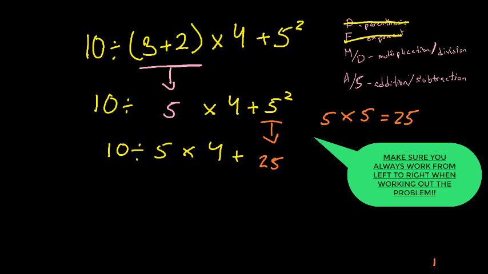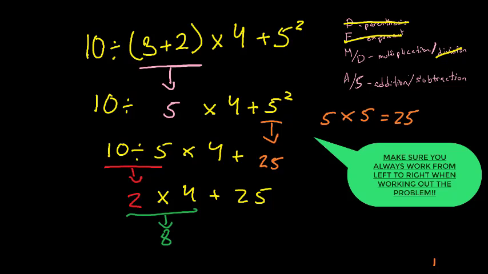So now we're going to solve out this part. So 10 divided by 5 would be 2, and then we would bring down the rest of the problem. So times 4 plus 25. Now we did the division. Now we do the multiplication because we're still not done with this part. So now we do the multiplication, which is this part. So 2 times 4 would be 8, and then we would bring down the rest of the question, plus 25. Now we're done with the multiplication, so we're done with this whole part.